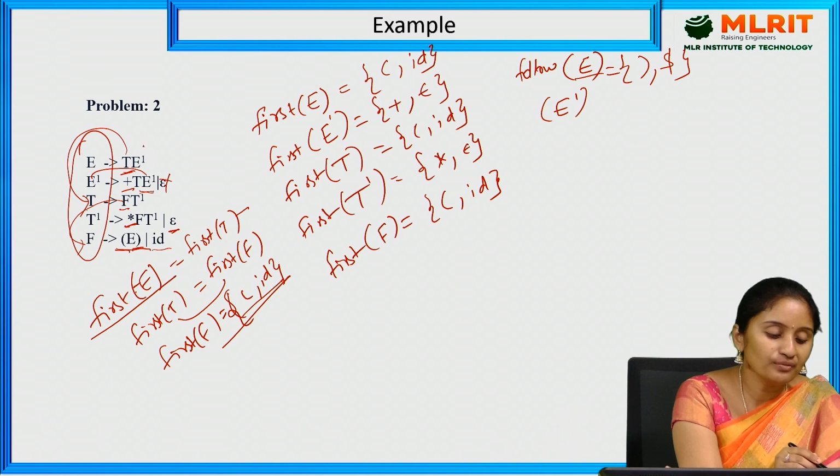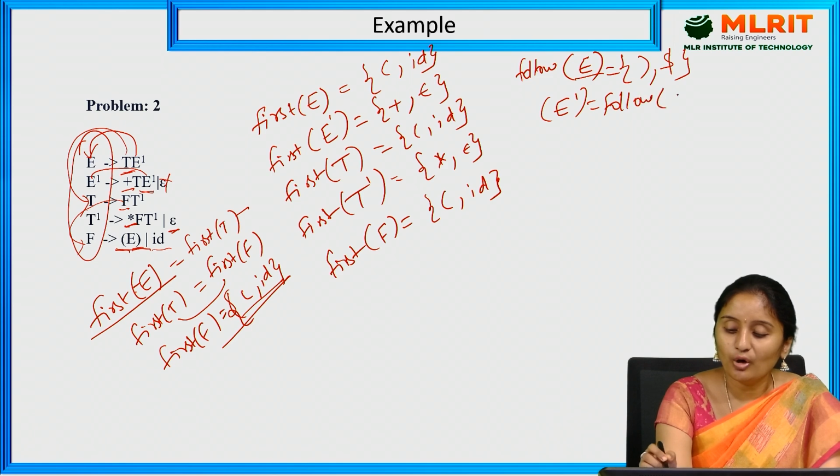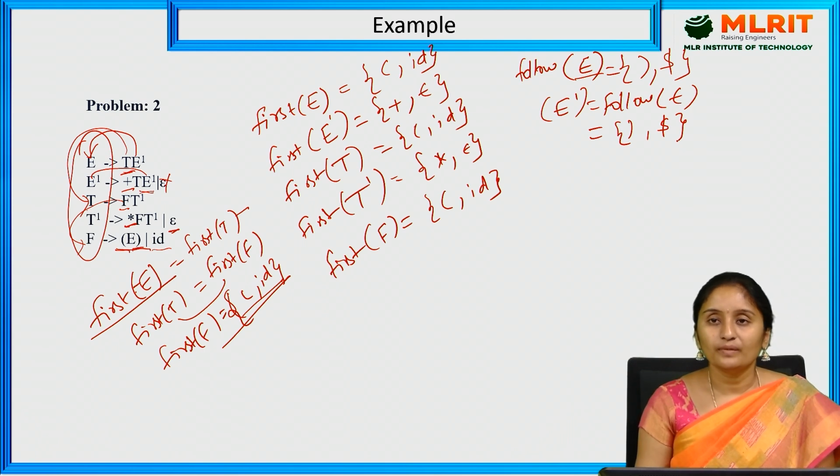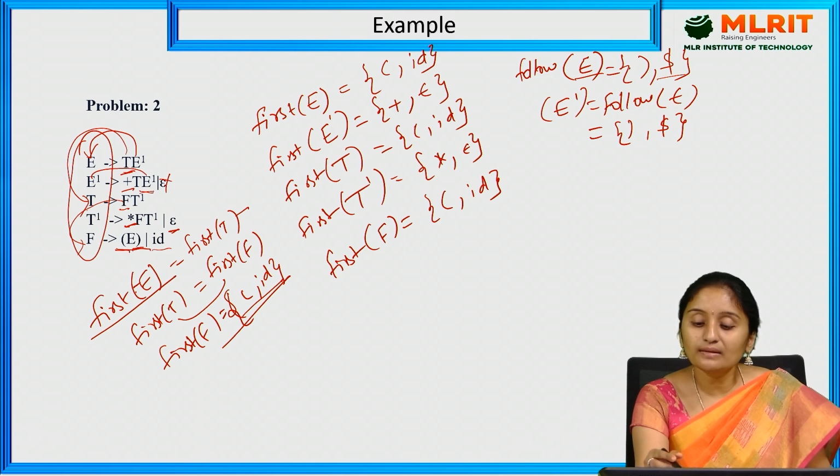So then I am going for the first statement. Follow of E dash is nothing but follow of E. What is follow of E? Closed bracket, dollar. Here for this E dash, I am not going to write the dollar. I am just following E. Whatever the terminals are available in my follow of E, those things I am writing over here.